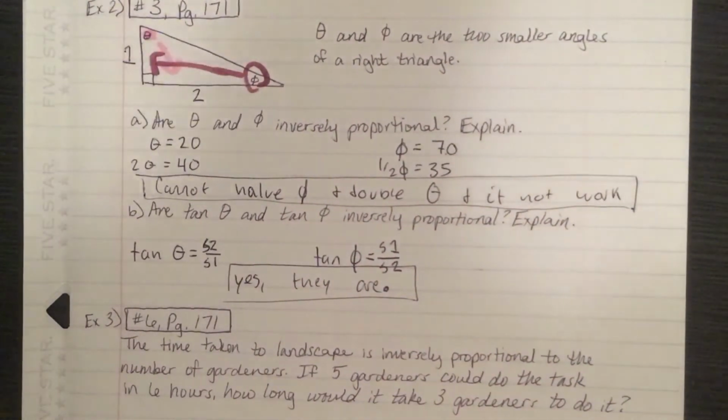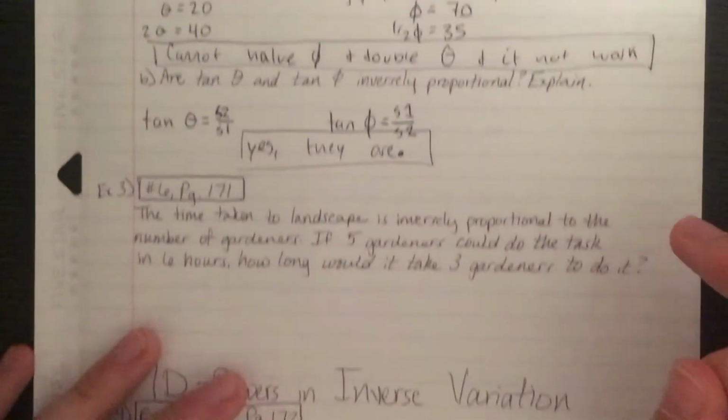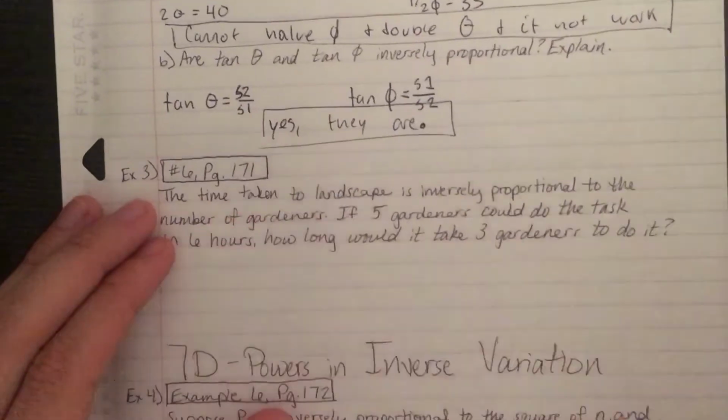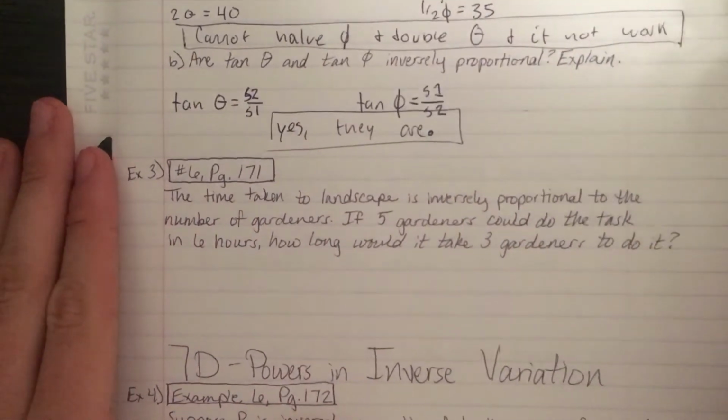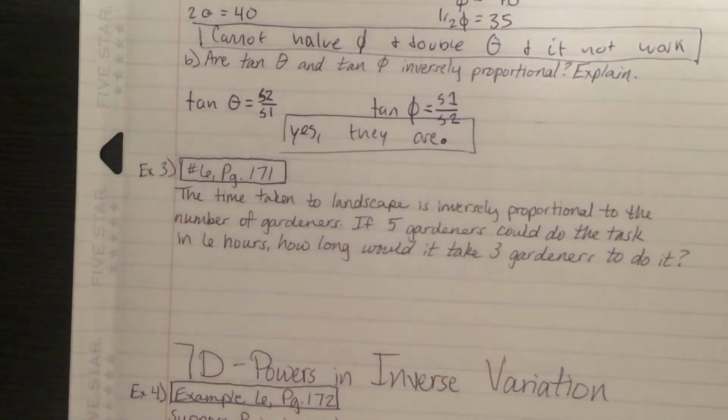So we're going to look at one more example, and then we're going to move on to looking at some of these powers, and then we will call it a day. So I'm looking at number 6. I actually pulled this from the problem set because there wasn't a ton of examples here. So the time taken to landscape is inversely proportional to the number of gardeners. If 5 gardeners could do this task in 6 hours, and we know it's inversely proportional, how long is it going to take for 3 gardeners to do this?